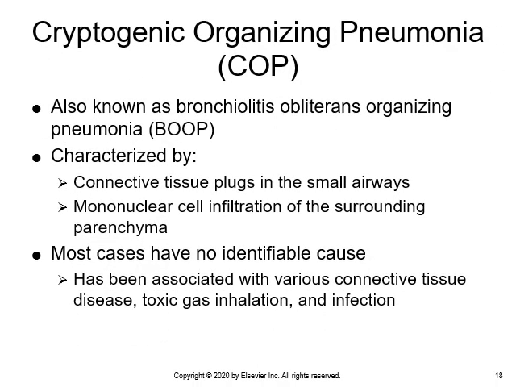Cryptogenic organizing pneumonia, also known as bronchiolitis obliterans organizing pneumonia, BOOP, is characterized by connective tissue plugs in the small airways, hence the term bronchiolitis obliterans, and mononuclear cell infiltration of the surrounding parenchyma, hence the term organizing pneumonia. Although most cases have no identifiable cause and therefore are considered idiopathic, cryptogenic organizing pneumonia has been associated with various connective tissue diseases, toxic gas inhalation, and infection.